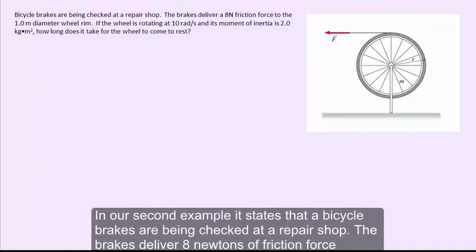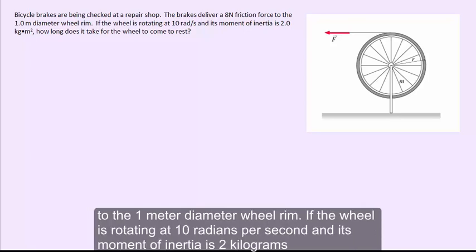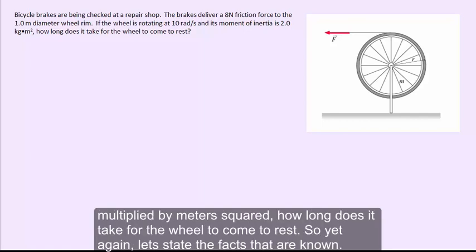In our second example, it states that a bicycle's brakes are being checked at a repair shop. The brakes deliver 8 newtons of friction force to the 1 meter diameter wheel rim. If the wheel is rotating at 10 radians per second and its moment of inertia is 2 kilograms multiplied by meters squared, how long does it take for the wheel to come to rest?